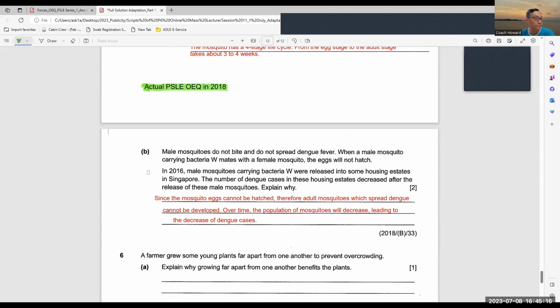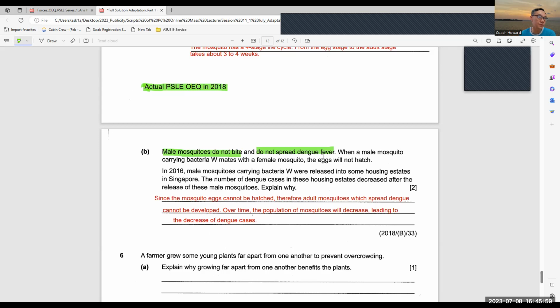And next part, they say male mosquitoes do not bite, which is actually a fact. And they do not spread dengue fever. When a male mosquito carrying bacteria W mates with a female mosquito, that means they have sexual reproduction. But this male mosquito has been so-called injected by NEA officers. Actually, you can Google NEA. This is called the Wolbachia bacteria. They produce it and put it inside the male mosquito. So when it mates with a female mosquito, when the female mosquito lays the eggs, the eggs will not hatch.